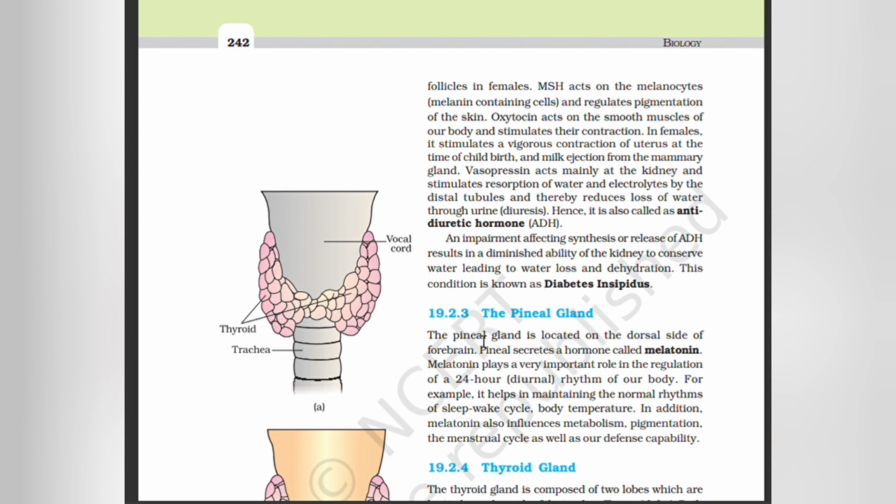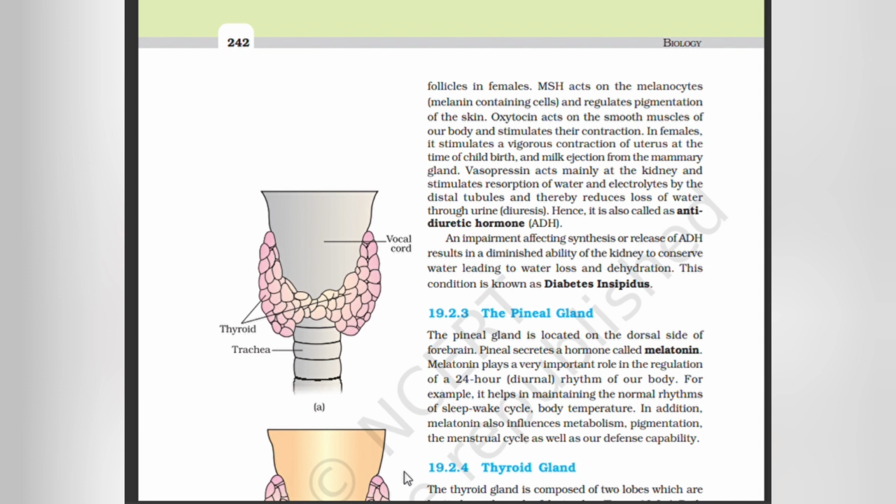The pineal gland. The pineal gland is located on the dorsal side of the forebrain. Pineal secretes a hormone called melatonin. Melatonin plays a very important role in the regulation of the 24-hour rhythm of our body. For example, it helps in maintaining the normal rhythm of the sleep-wake cycle and body temperature.